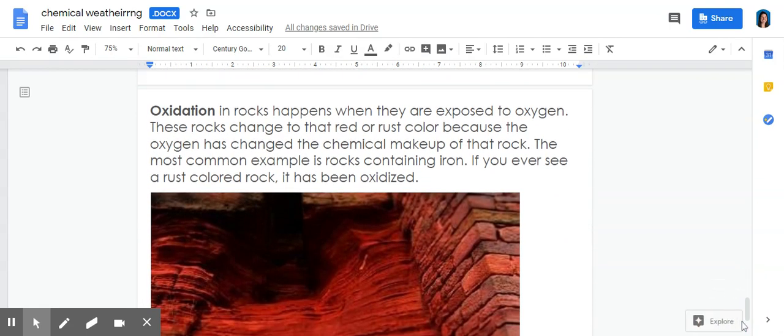Oxidation is the second type of chemical weathering. Oxidation happens in rocks when they are exposed to oxygen. These rocks change to that red or rust color because the oxygen has changed the chemical makeup of that rock. The most common example is rock containing iron. If you ever see a rust-colored rock, it has been oxidized.